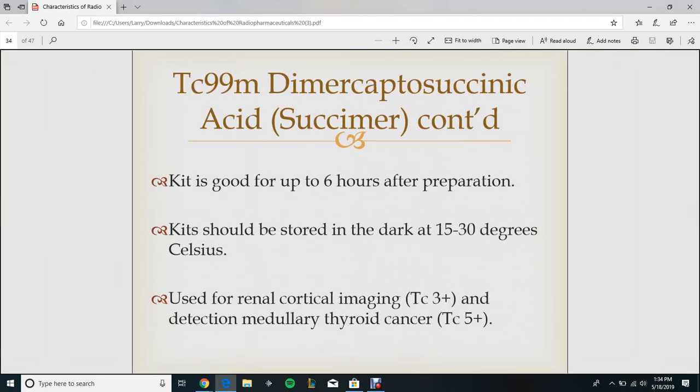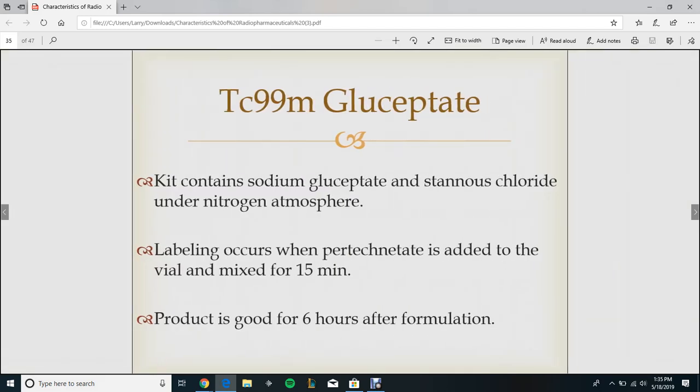The kit is good for up to 6 hours after preparation. Kits should be stored in the dark at 15 to 30 degrees Celsius. Used for renal cortical imaging with the Tc-99m DMSA (III) and the detection of medullary thyroid cancer using the Tc-99m DMSA (V).